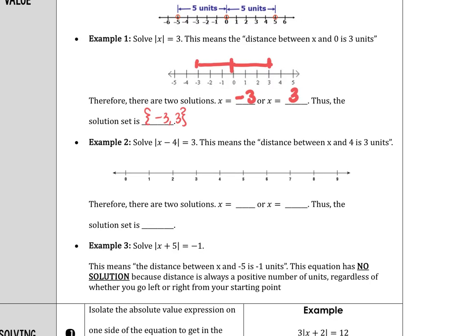I've given you another example. Example 2, we're solving the absolute value of x minus 4 equals 3. So what this would mean is the distance between x and 4 is 3 units. So now our reference point is going to be 4. So we're looking at what are the values that are 3 units away from 4. And there are two options here because we could go left or right.